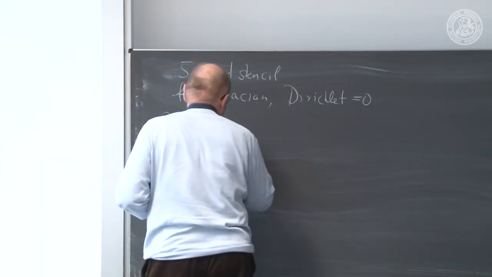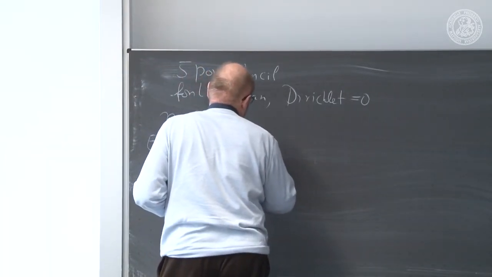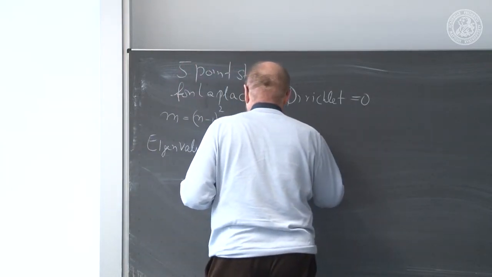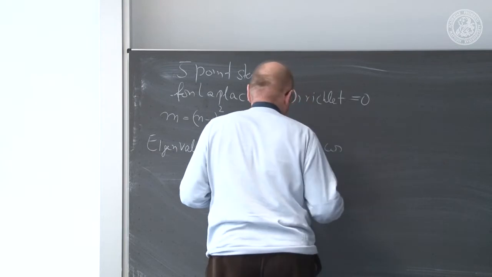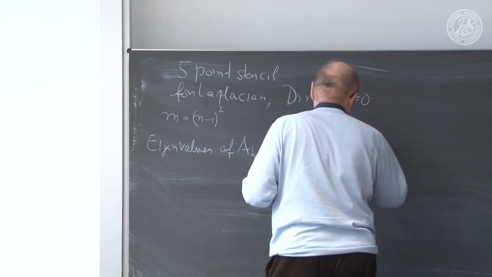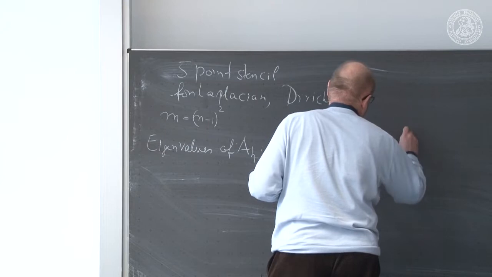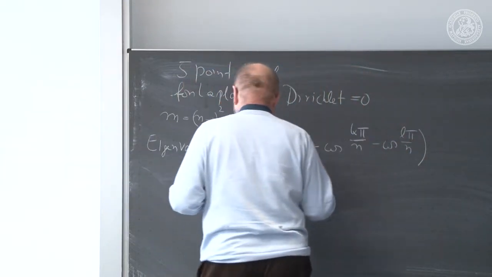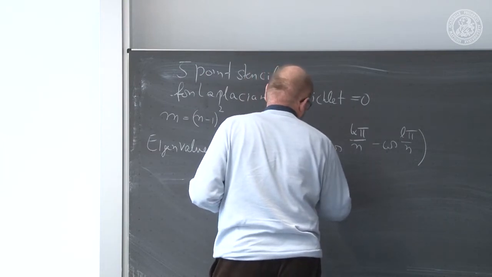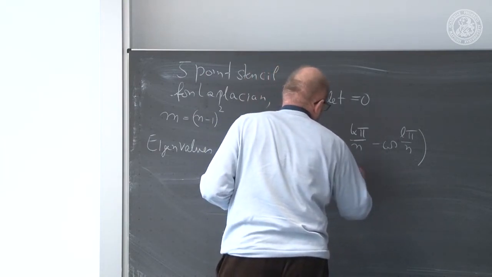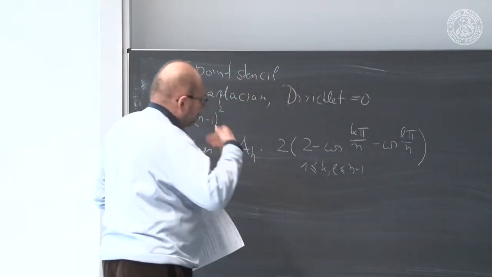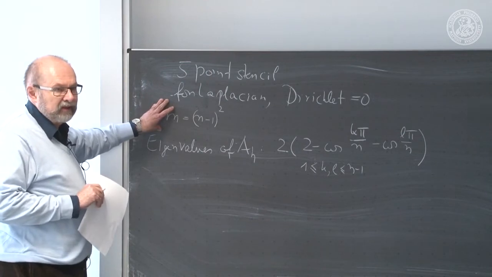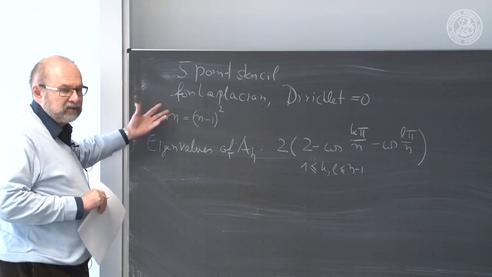The eigenvalues of A_h, of the discretization matrix, are 2 times (2 minus cosine(k pi over n) minus cosine(l pi over n)). So this is this n from here, and l and k are running between 1 and n-1. So we have (n-1) squared, we have m single eigenvalues, with corresponding eigenvectors, which I'm not going to write down.